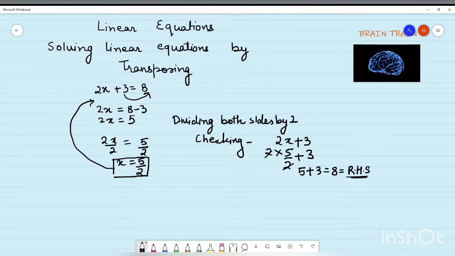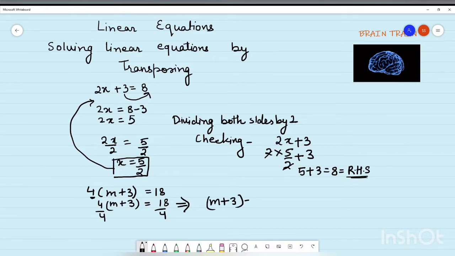So we'll take one more example, that is 4 into (m plus 3) is equal to 18. In this, we see that 4 is outside the bracket of this whole term. So we'll divide both sides by 4 first. Dividing both sides by 4, we get 4 upon 4 is equal to 18 upon 4. This will be equal to m plus 3 is equal to 9 by 2. Bringing it to the simplest form.